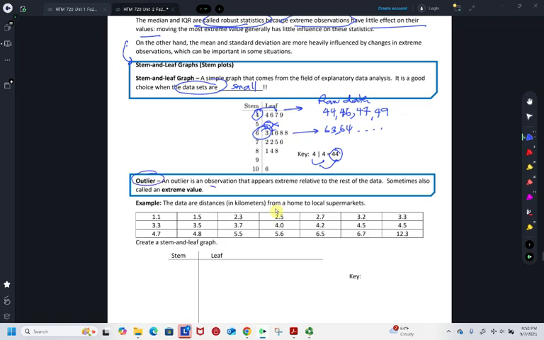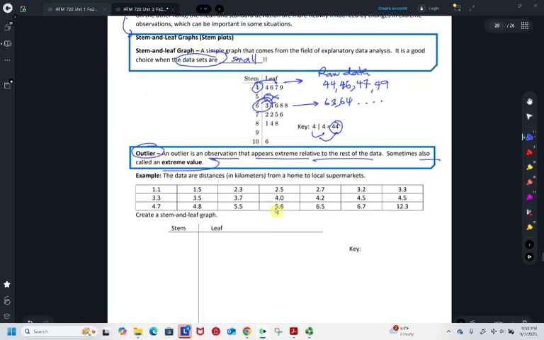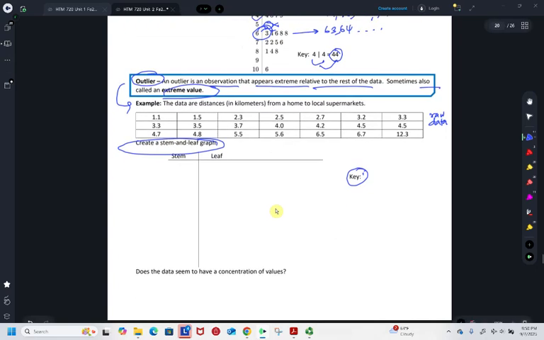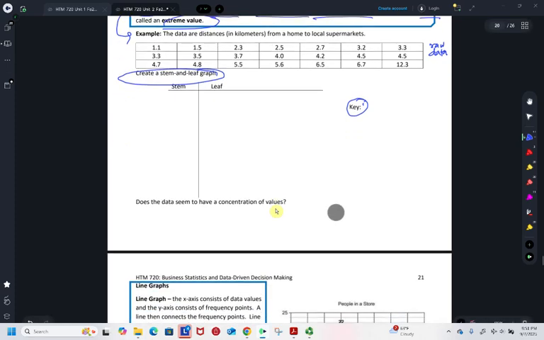Remember, an outlier is an observation that appears extreme relative to the rest of the data, and sometimes it is called an extreme value. Here's an example of raw data that we would like to look at from scratch. So if we are to create a stem and leaf graph, I might need to develop a reasonable key. This is what will guide my thought process in the choice of a good key.